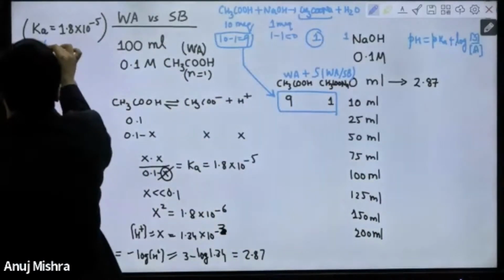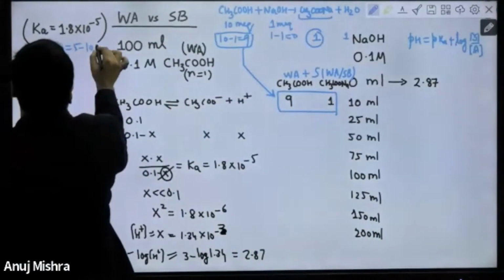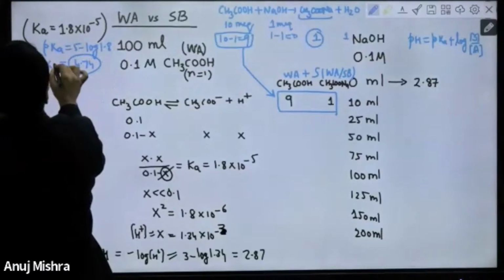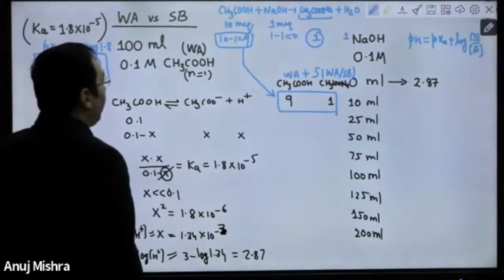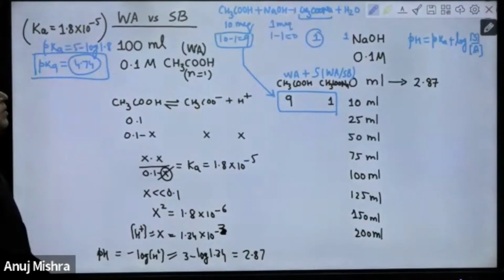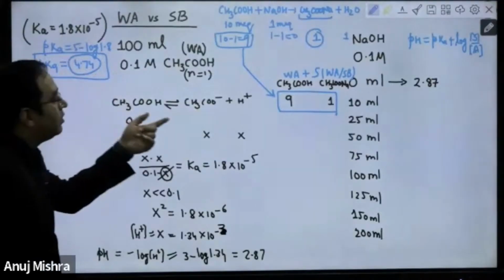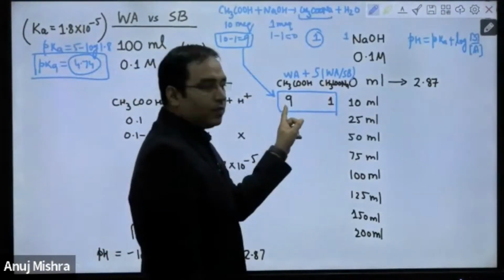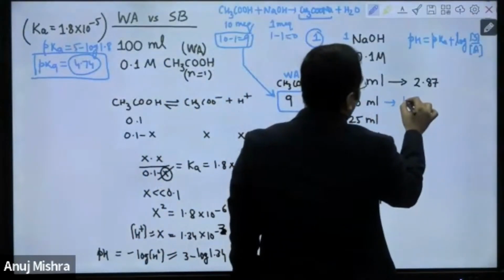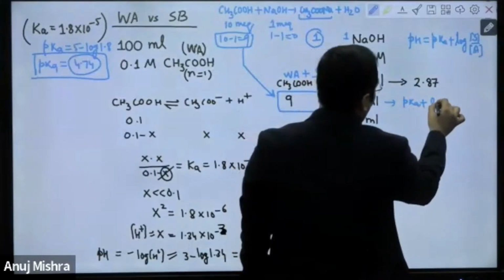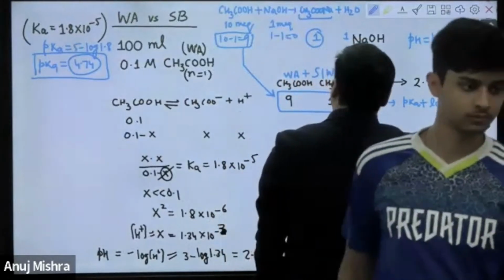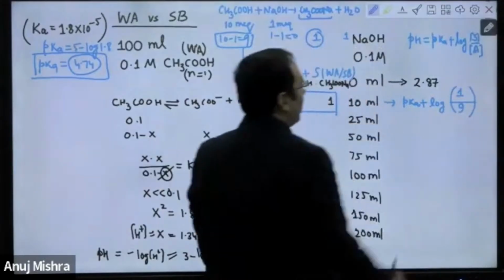Ka is this. Note down pKa is 5 minus log of 1.8. If you solve, this number should come 4.74. ये given है आपको, मान लो. अब मेरे को इसका आंसर निकाल के दो प्लीज. What will be pH? pKa is this. Salt is how much? 1. Acid is how much? 9. So इसका आंसर कितना बनेगा बच्चों? pKa plus log of salt, salt is 1, acid is 9, 1/9. कितने लोगों को समझ में आता है?